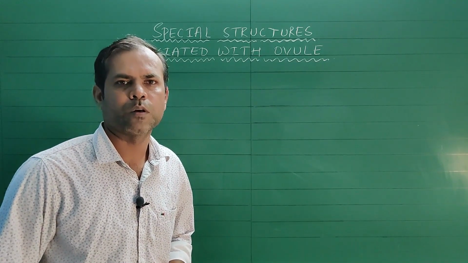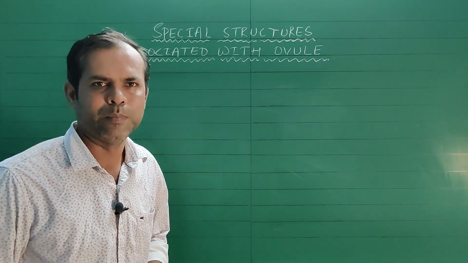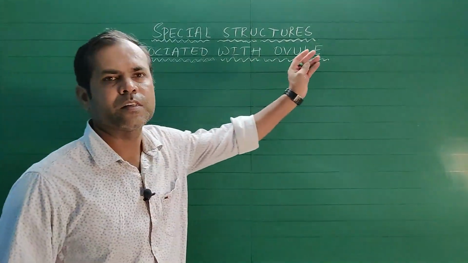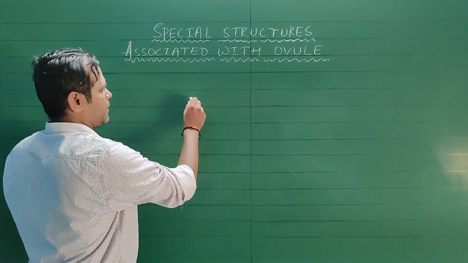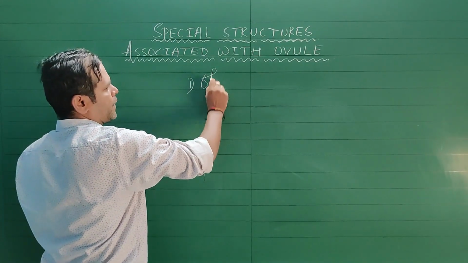Detailed structure of anatropous ovule. In this class, we will be studying some special structures associated with ovule. The first one is obturator.